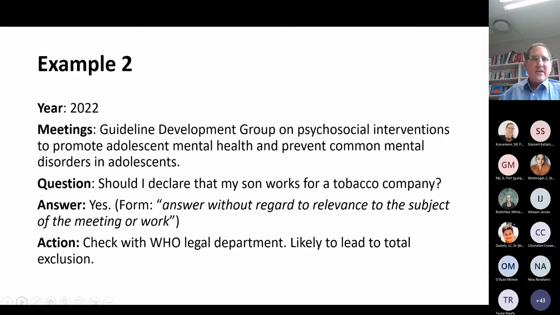A more recent example, actually this wasn't 2022, it was 2017-18, was the guideline development group on psychosocial interventions to promote adolescent mental health and prevent common mental disorders in adolescents. This is actually not a true case. This is one which I've invented. But should I have declared, if it was me who's the expert, that my son works for a tobacco company? He doesn't, but should I have declared that if I was an expert attending the meeting?